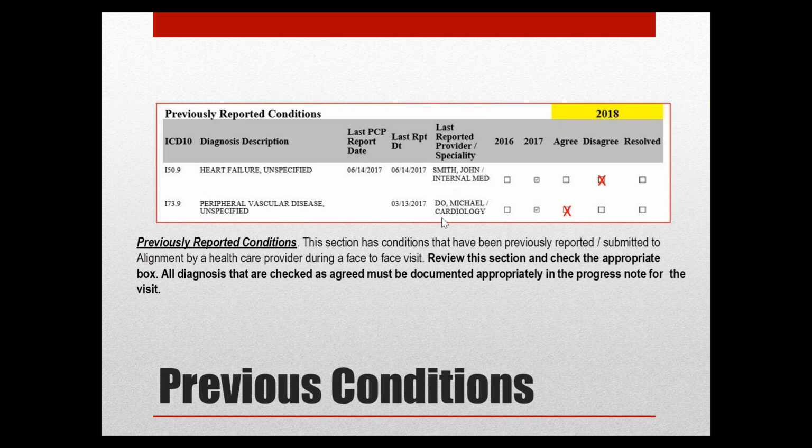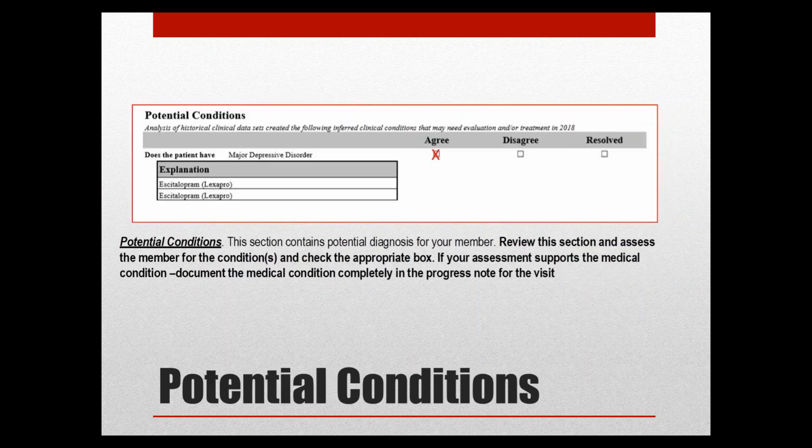Same thing with peripheral vascular disease. It was coded in 17, but not in 18 yet, but they've reviewed the chart and decided that, yes, that is a current diagnosis. They documented a current treatment plan. They've done everything they're supposed to make sure the documentation is there. So when you bring that patient back in, you want to make sure you code that. Again, I told you how these potential conditions work, and it gives you the reason. Because they were on Lexapro, they're asking if they had major depressive disorder.